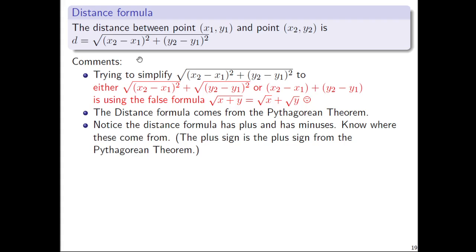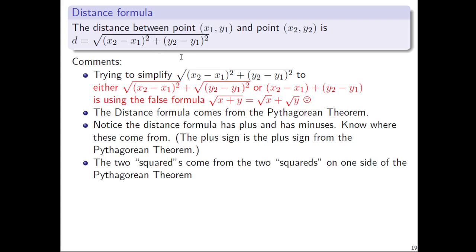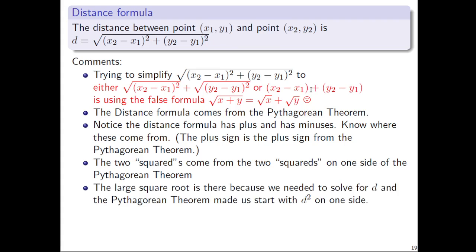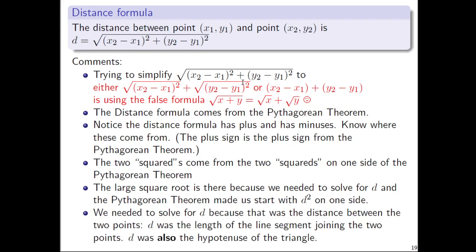The plus sign that shows up in the distance formula is really the plus sign that showed up in the Pythagorean theorem. The 2 squareds appear because in the Pythagorean theorem, remember, a squared plus b squared. What about why there is a huge square root sign? It's because in the Pythagorean theorem, you had the hypotenuse squared, what we often call c squared, but we wanted the distance itself. We wanted d itself, so we had to square root both sides. That's why there's this huge square root sign left on one side.